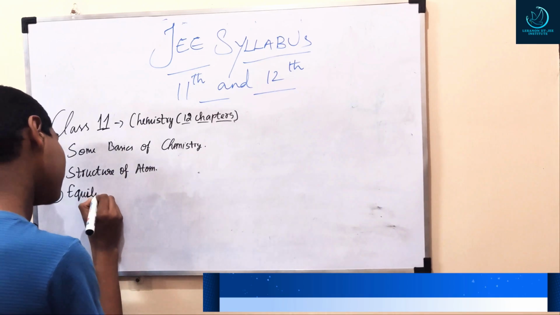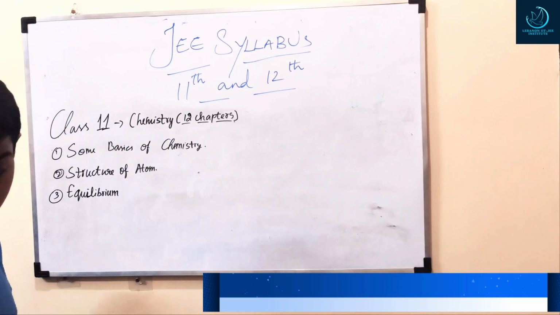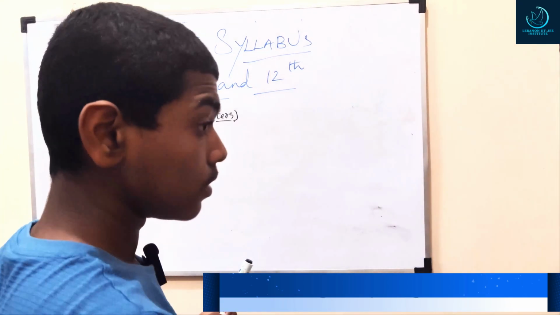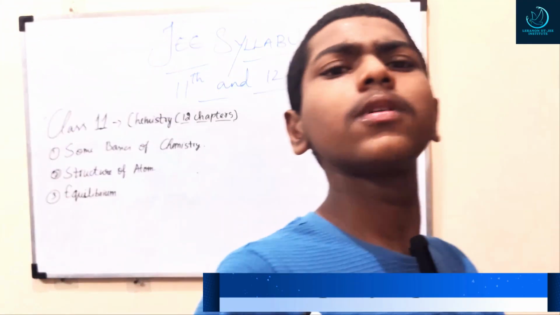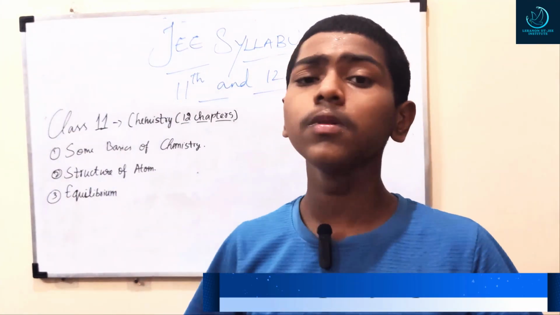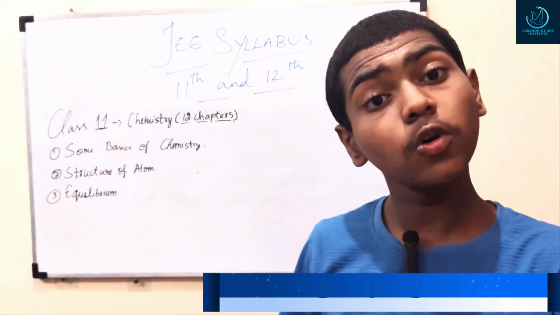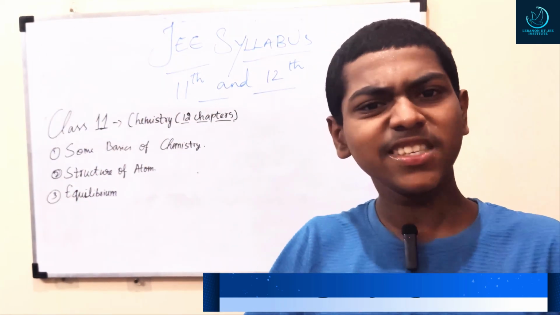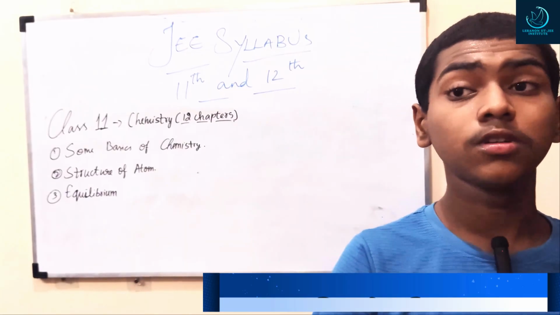So the next one you're going to see is equilibrium. Equilibrium means, I'll teach equilibrium like this. Actually, there are two types of equilibrium, I forgot to tell you. One is chemical equilibrium, another one is ionic. So this is one of the toughest chapters we're going to see in physical chemistry.